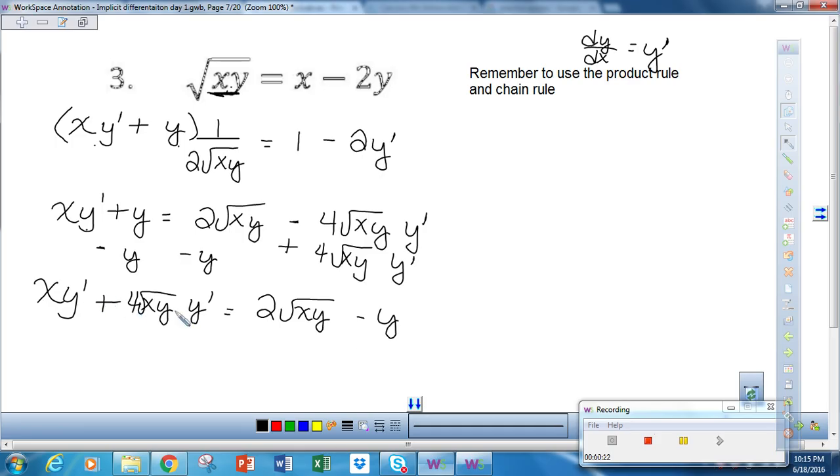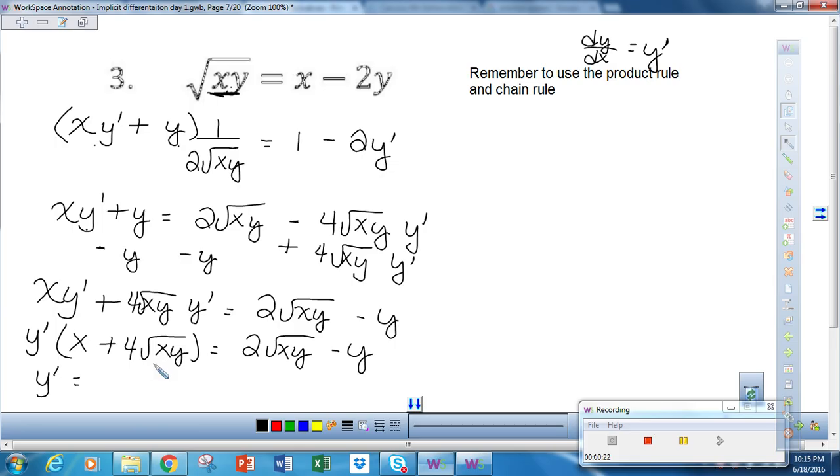So now I need to factor out my y prime, so I get y prime times x plus 4 square root of xy is equal to 2 square root of xy minus y. So that leaves us with y prime is equal to 2 radical xy minus y over x plus 4 radical xy. And your answer may look a little differently if you multiply differently, but it should be the same answer.